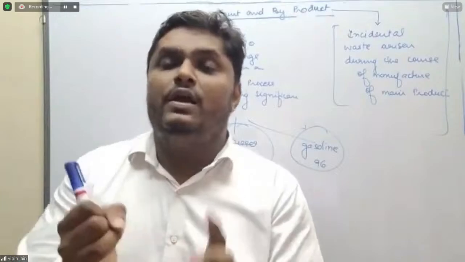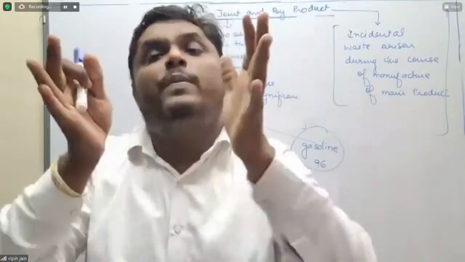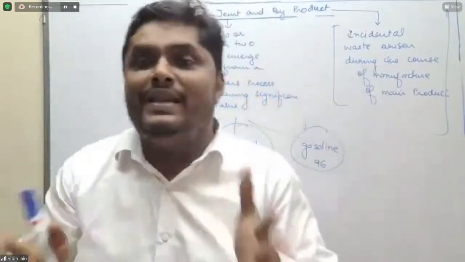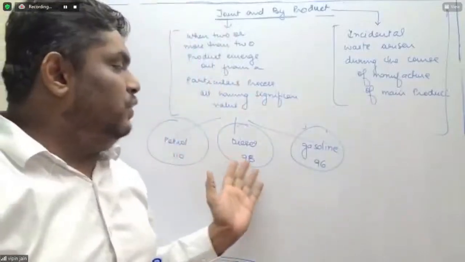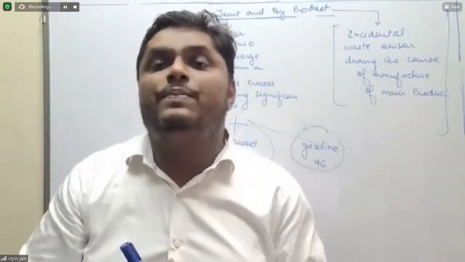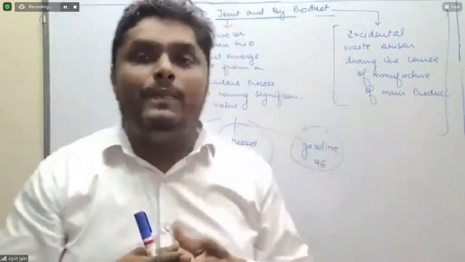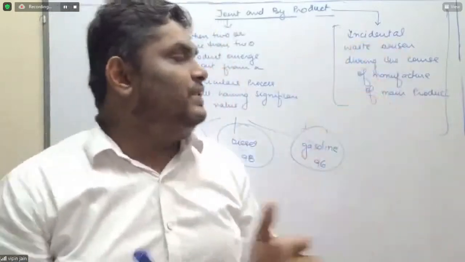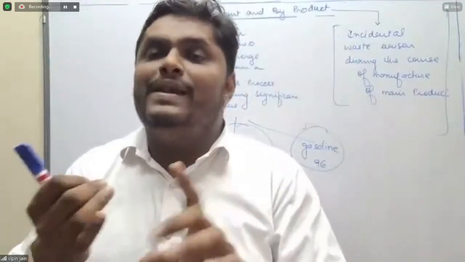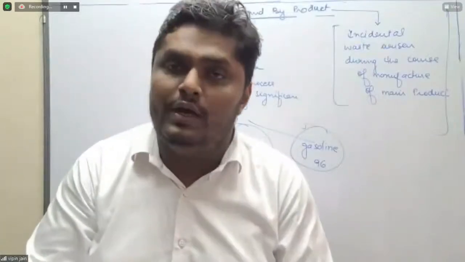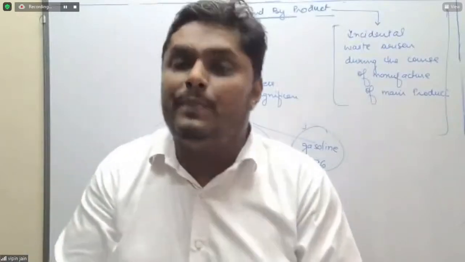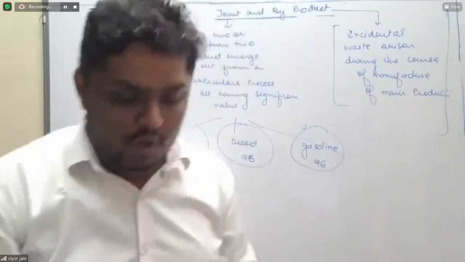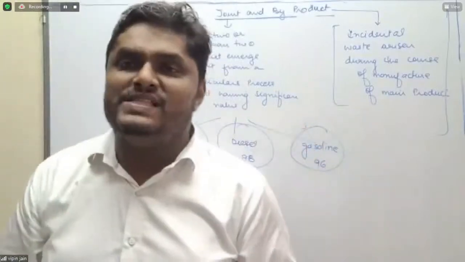I repeat again, what is joint product? When two or more than two products emerge out from a particular process, all having significant or identical values, they are known as joint product. Example, in case of refining business, let's say petrol, diesel, and gasoline emerge out. So all these three products are known as joint product. When talking about byproduct, we don't want to manufacture. These are simply the incidental waste that arises during the course of manufacture of main product. Very simple: molasses during the course of manufacture of sugar from sugarcane. And let's say if we are processing milk, then butter is the main product and buttermilk is the byproduct. So those who want to copy this part can please copy, else we'll proceed further.